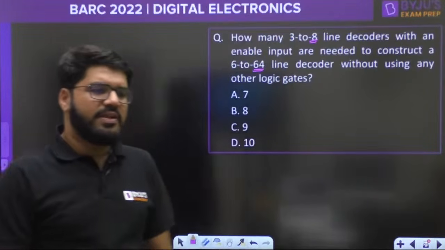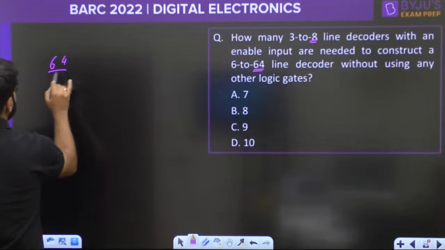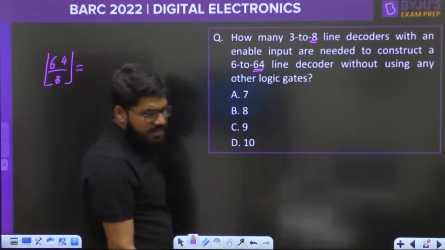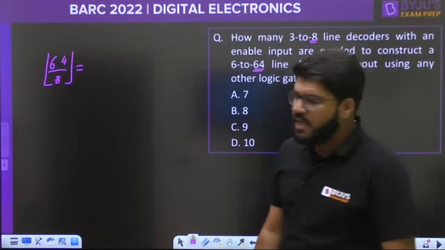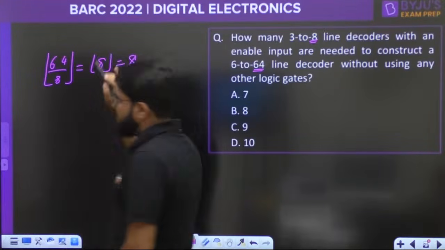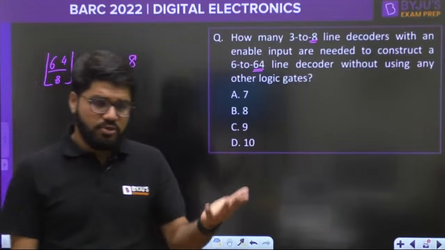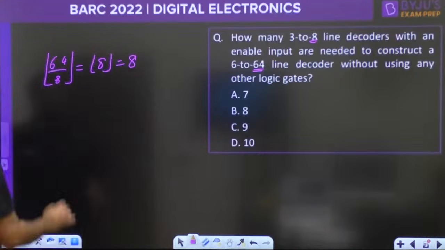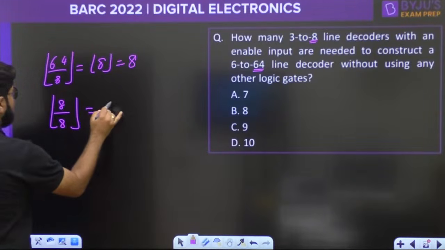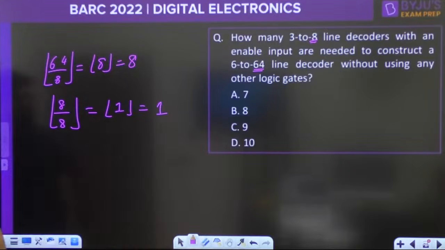The decoder that is given has 8 output lines. What you do is divide 64 by 8 and take the integral part, the GIF part or floor function. 64 by 8 is 8, and the integral part of 8 is 8. You just have to take the floor value, the integer value. Then take the answer and again divide by 8. 8 divided by 8 is 1, and the integral value of 1 is 1.